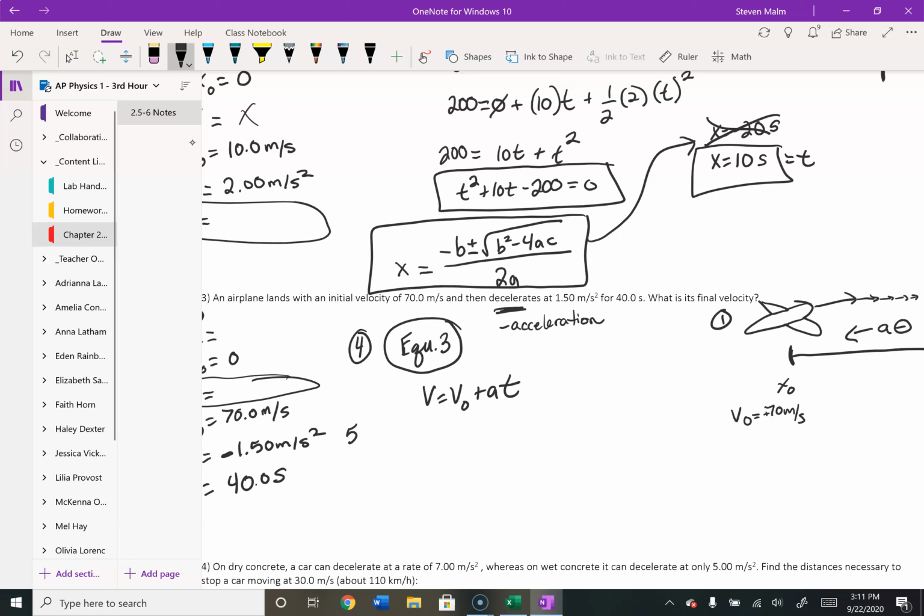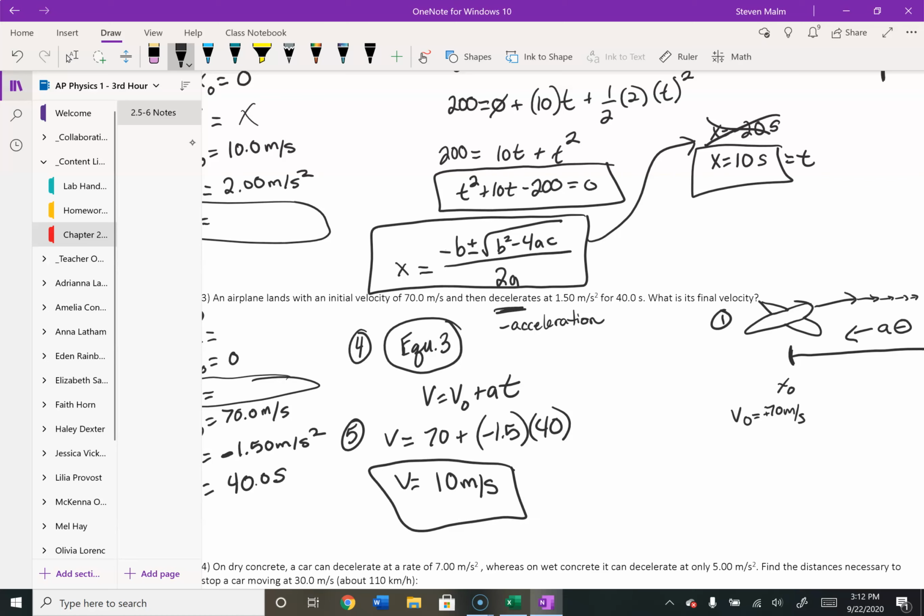So step 4 is to go ahead and plug and chug. I don't know v, that's what I'm solving for, but I was given 70, negative 1.5, and 40 seconds. So then I'm going to go ahead and plug it in. When you solve for the answer, I got this.